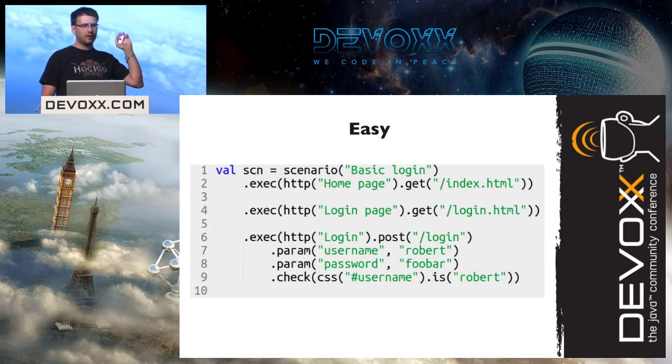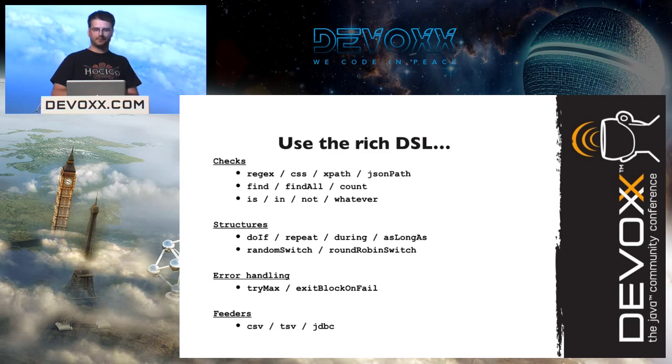Here is an example. Here you can see a very simple scenario with 2 GET requests and 1 POST request. You can see the POST parameters, and on the last line, you see a check. This is a validation on the response. Here it uses a CSS selector. The DSL is quite rich, so as I said, you got checks.